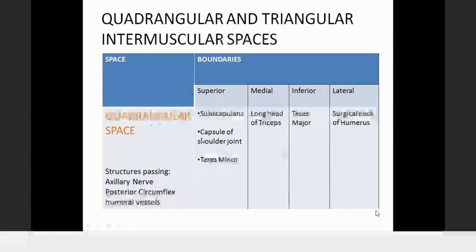So we see the quadrangular space. The superior boundary is formed by the subscapularis, the capsule of the shoulder joint, and teres minor muscle. Medially, the long head of triceps, inferiorly teres major, and laterally the surgical neck of humerus. The structures passing are axillary nerve, posterior circumflex humeral artery and vein.